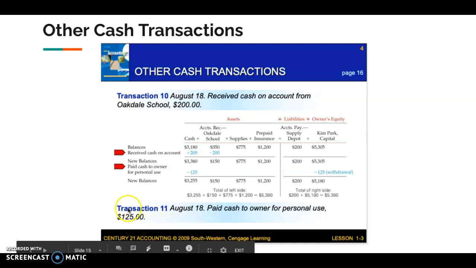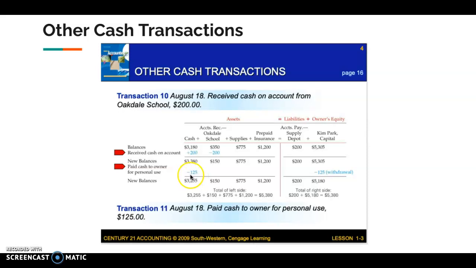All right, so what it's going to look like is you're going to go to cash and you're going to take out $125. So you're taking out $125 of your cash. Then you have to come over here to your capital and you're actually going to decrease your capital by that amount because now you have less equity because you took it out.